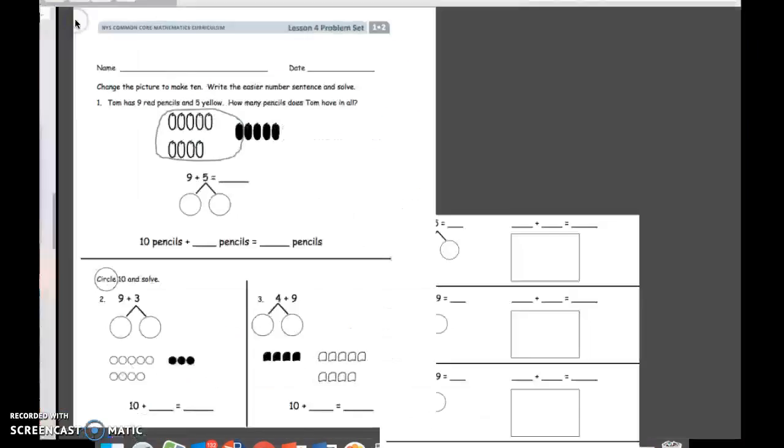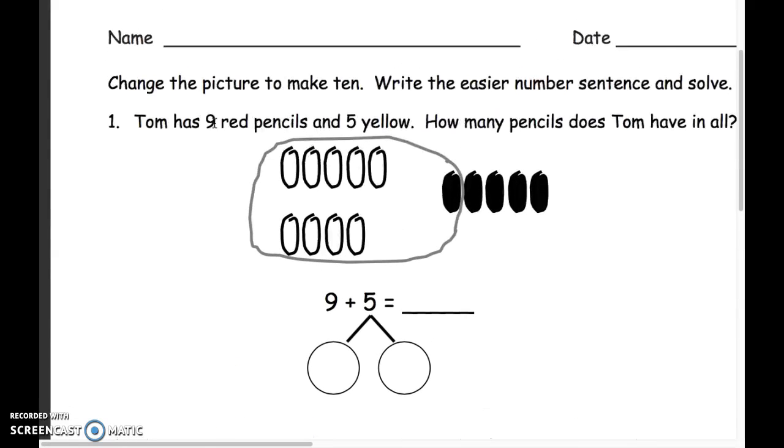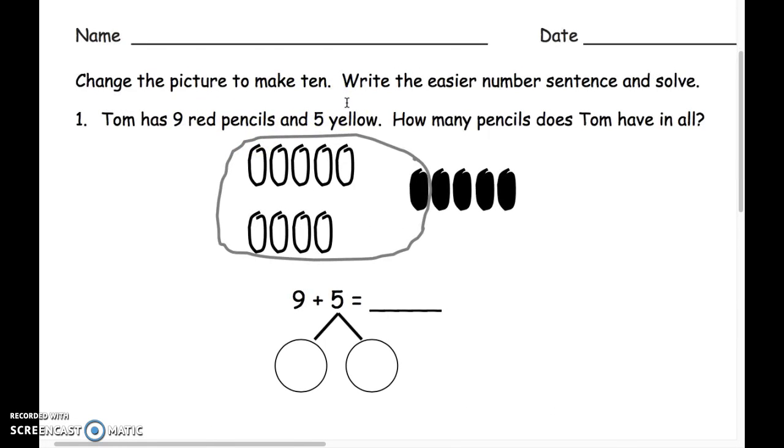All right, boys and girls, for your math today, you are going to change the picture to make 10. Write the easier number sentence and solve. So number 1 says, Tom has 9 red pencils. Here's his 9 red pencils. And 5 yellow. Here's his 5 yellow. How many pencils does Tom have in all?